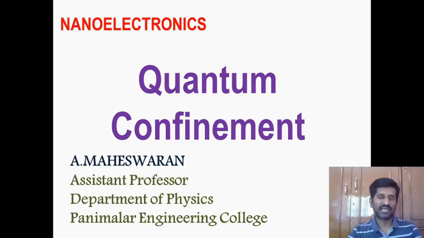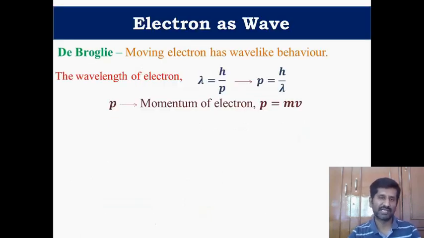Hi, in nanoelectronics today I will talk about quantum confinement. Before this topic we should know some basics of quantum mechanics. As per de Broglie hypothesis, a moving electron has wave-like character and the wavelength associated with the moving electron, lambda, is equal to h by p, where h is Planck's constant and p is momentum, which is the product of mass and velocity. This equation is called the de Broglie matter wave equation.